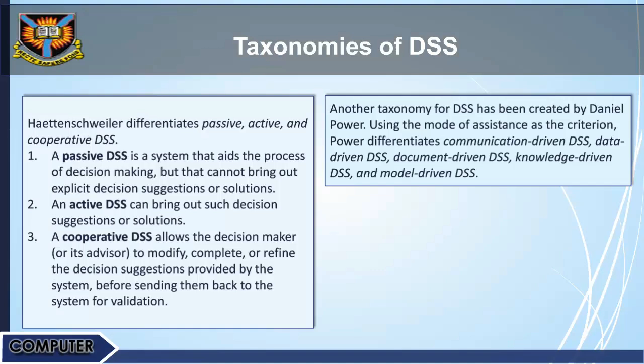3. A cooperative DSS allows the decision maker or its advisor to modify, complete, or refine the decision suggestions provided by the system before sending them back to the system for validation. Another taxonomy for DSS has been created by Daniel Parr, using the mode of assistance as a criterion.